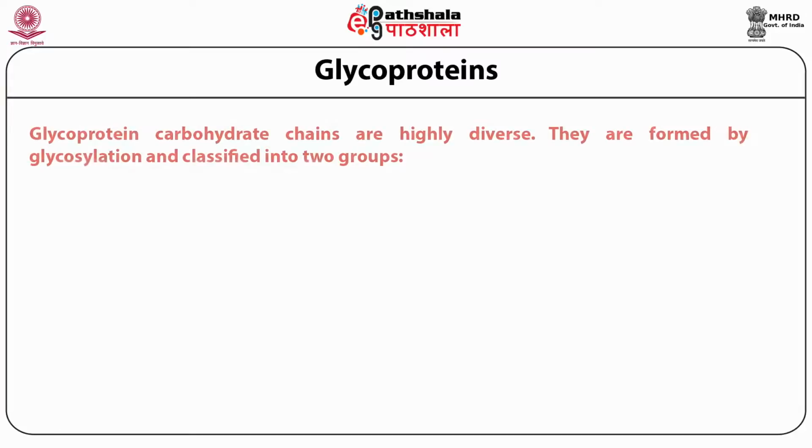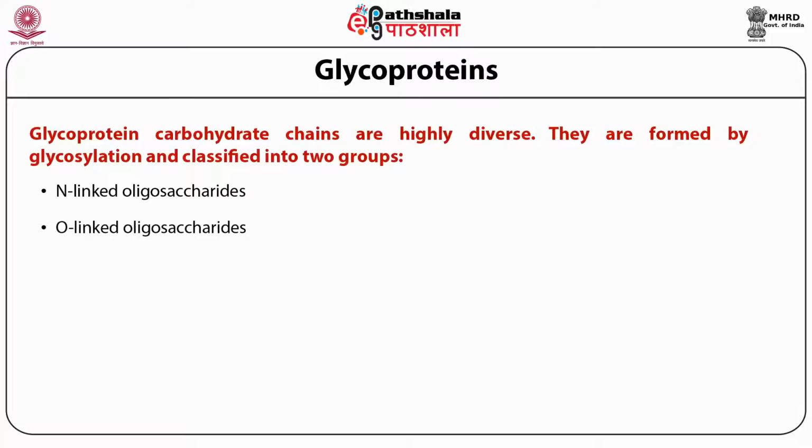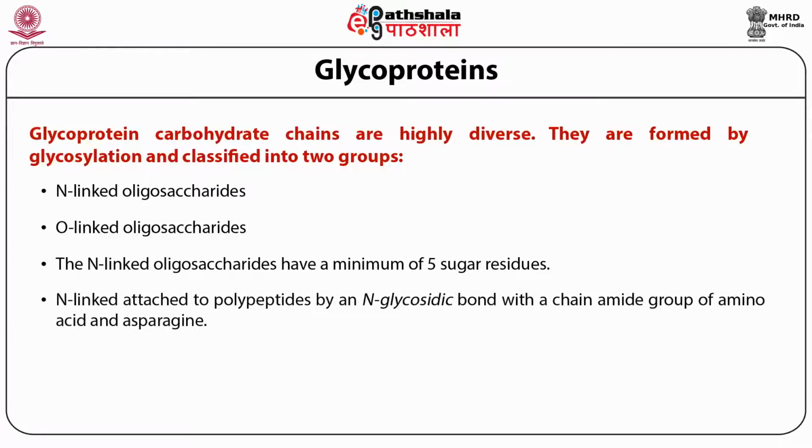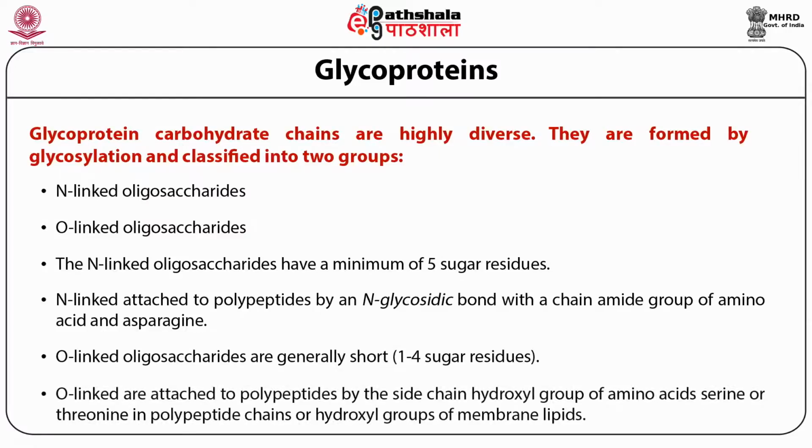Glycoproteins are of two types: N-linked oligosaccharides and O-linked oligosaccharides. The N-linked oligosaccharides have a minimum of 5 sugar residues and are attached to a polypeptide by an N-glycosidic bond with the amide group of the amino acid asparagine. O-linked oligosaccharides are generally short, 1 to 4 sugar residues, and are attached to polypeptides by the side chain hydroxyl group of the amino acid serine or threonine, or to hydroxyl groups of membrane lipids.